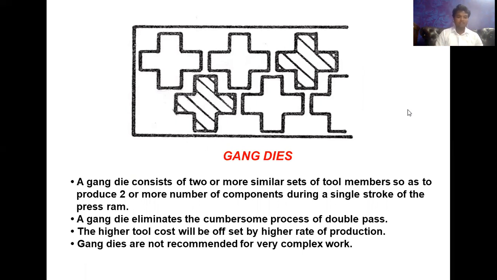So a gang die eliminates the cumbersome process of double pass, of inserting the strip again for the second pass. This is a time-taking process, so it will eliminate that cumbersome process. The higher tool cost will be offset by a higher rate of production. Gang dies are not recommended for very complex work; these are recommended only for simple work.